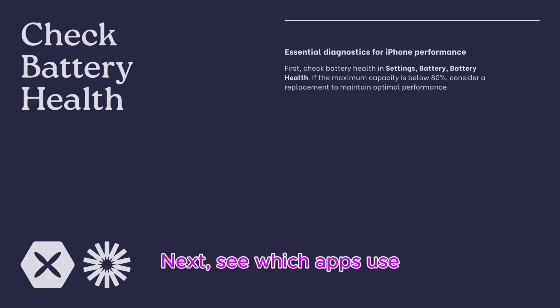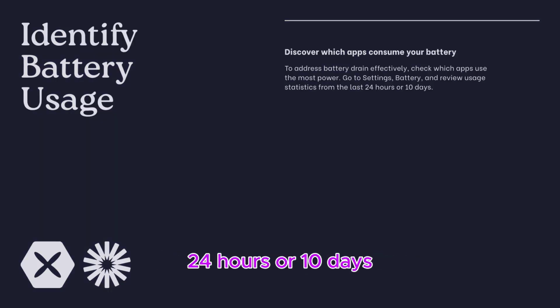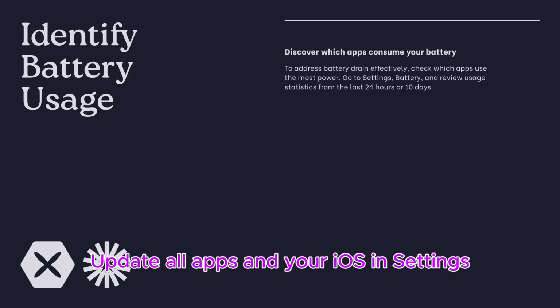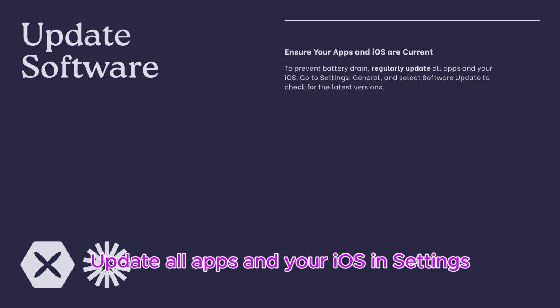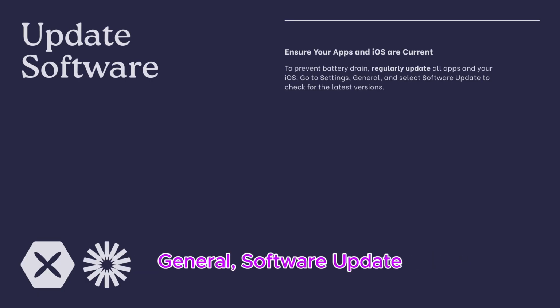Next, see which apps use the most battery in the last 24 hours or 10 days. Go to Settings, Battery, identify power-hungry apps. Update all apps and your iOS in Settings, General, Software Update. Old software can cause drain.